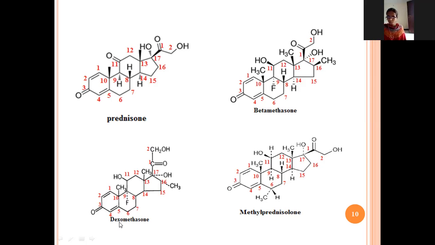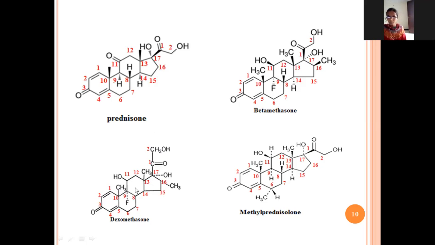Next, dexamethasone. If you see the structure here, this is the phenanthrene ring and this is a cyclopentane. In the 3rd position, oxygen, 9th position, fluorine, and again here in the 11th and the 17th position, hydroxyl group is attached. In the 10th and the 13th and the 16th position, methyl groups are attached. In the 17th position, 2-hydroxyacetyl group is attached.